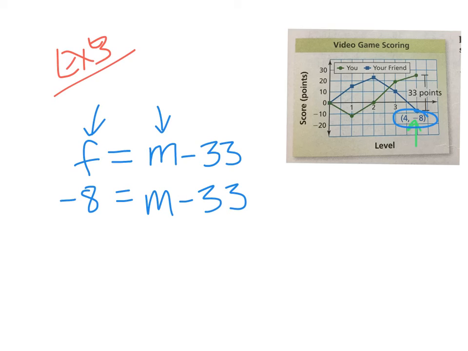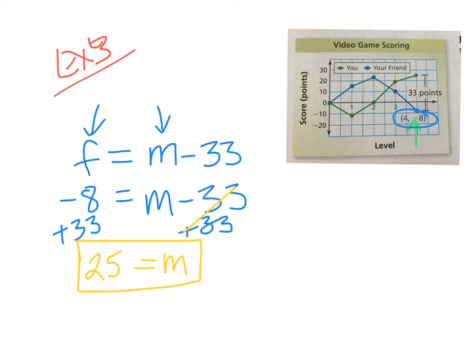So now can I solve for my score? Yeah, how do I get the M by itself? Add what? Add 33, because I want the M to be by itself. So I'm going to add 33 to both sides. You can move it to either side. So moving it, I get the M over here. What is 33 plus a negative 8? It's going to be 25. Very good. So I scored 25. He had a negative 8.